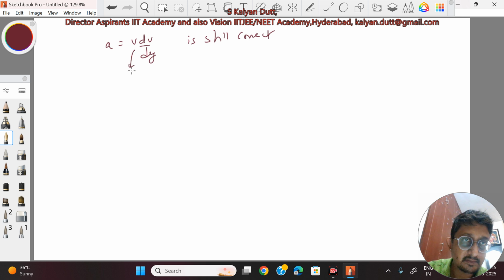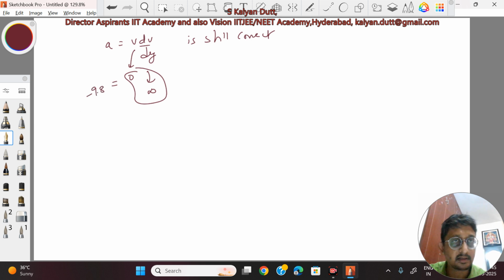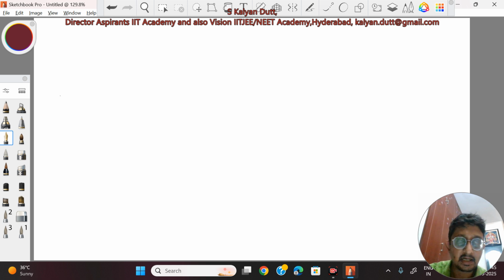So even though v is 0 at the highest point, this dv by dy tends to infinity, and the product of 0 and infinity could still be a good number like minus 9.8, or whatever it is depending on the situation. Now immediately there could be a challenge. How do we prove that really dv by dy is infinity? So I can prove it in one way, and it's like this.